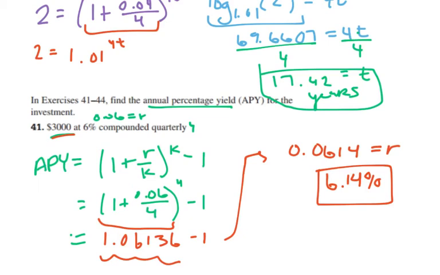Let's see, 1.06136. So it would end up being $184.08 of interest, included with that 3,000. So, all right, they didn't ask that. I just went forward. Okay.